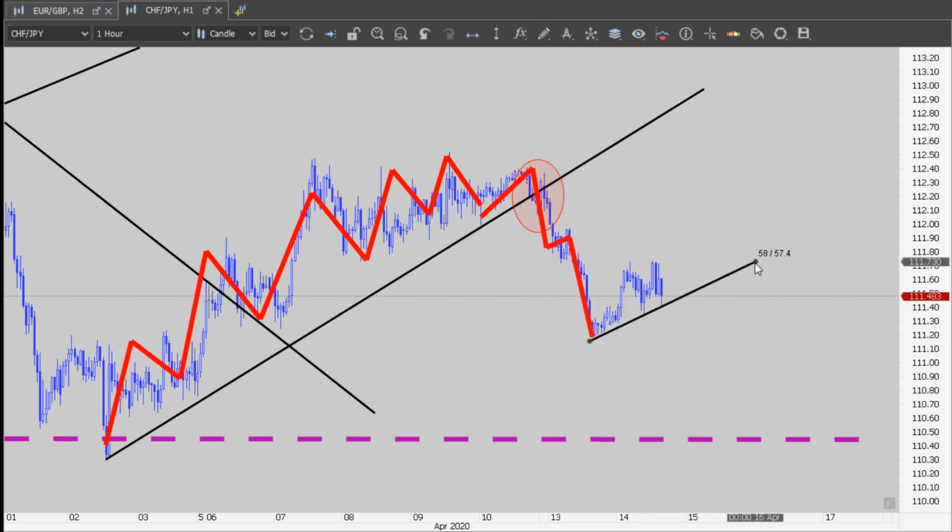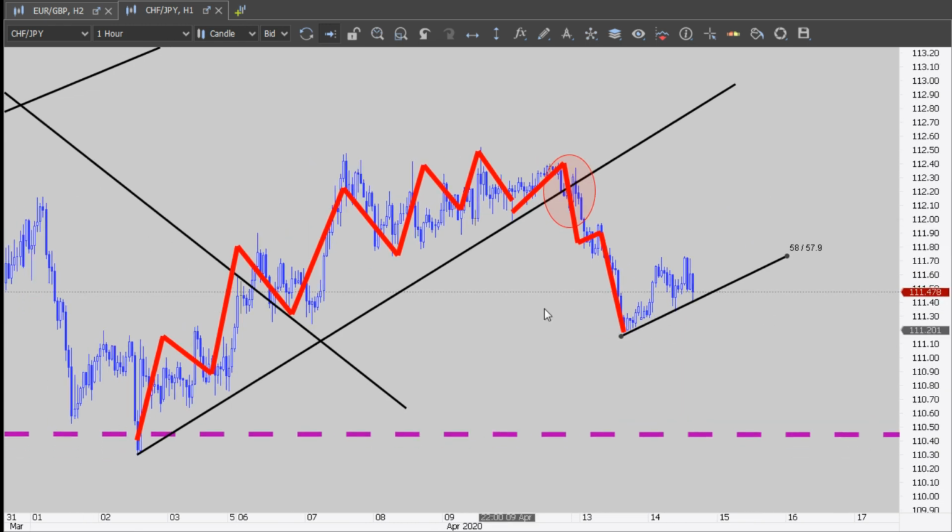Something is happening in the market. My two dogs are fighting. The Fibonacci and the Ichimoku are fighting.